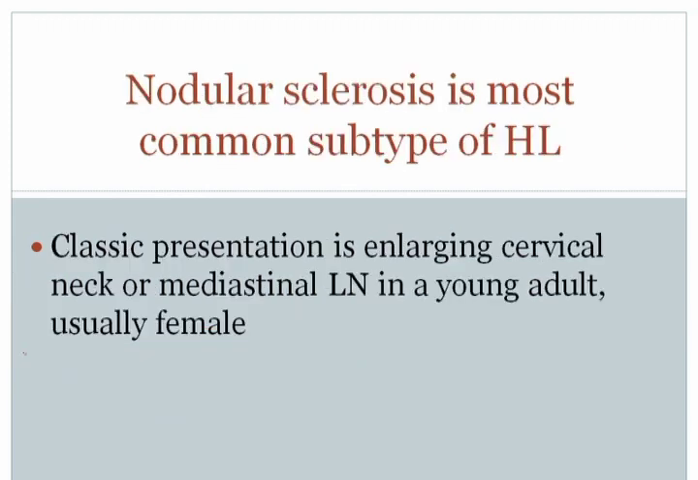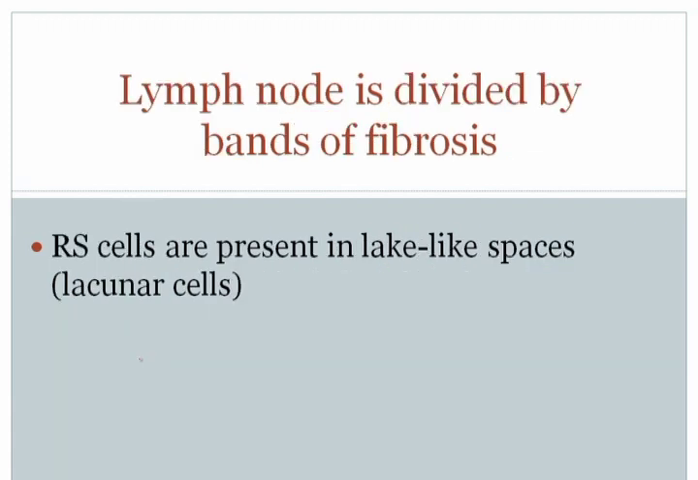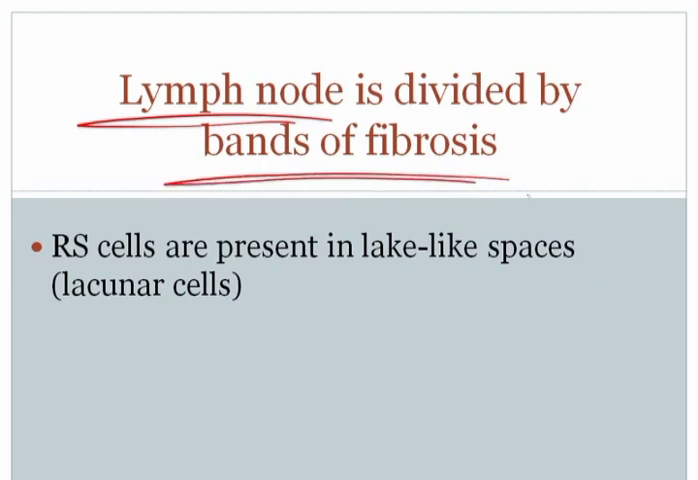The most common subtype, as I've already explained, is nodular sclerosis subtype. The classic presentation in nodular sclerosis subtype is that the patient has an enlarging neck lymph node or an enlarging mediastinal lymph node, and is usually a young female. Biopsy is then performed, and the biopsy reveals a lymph node that is divided by broad bands of fibrosis.